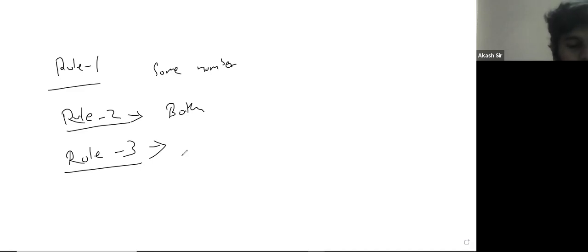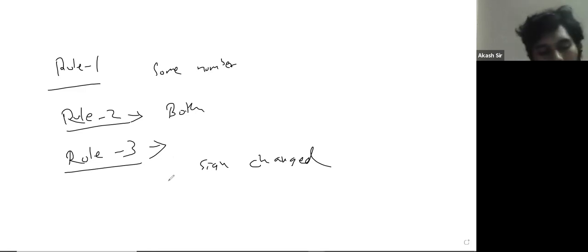Rule number 3: any term of an inequation can be taken to the other side with its sign changed without affecting the sign of inequality.